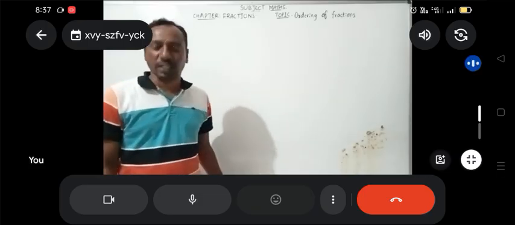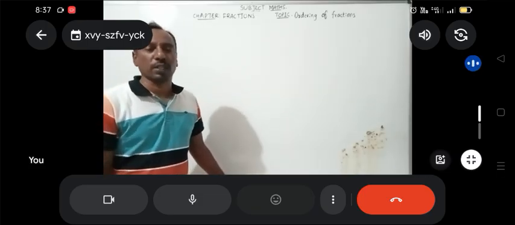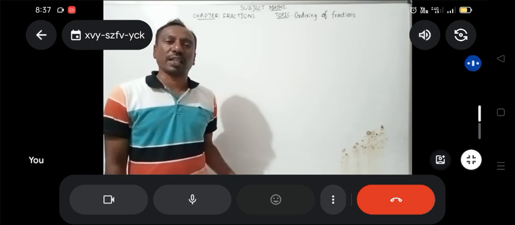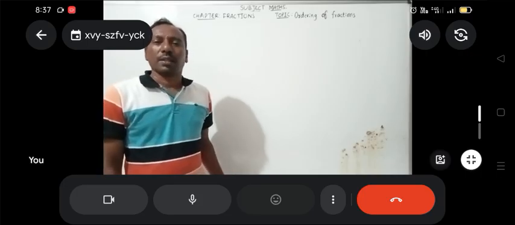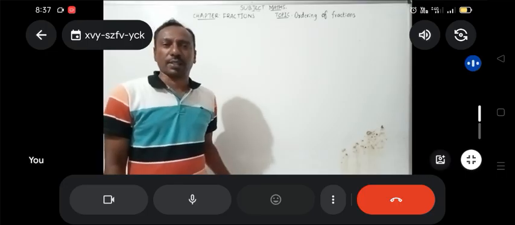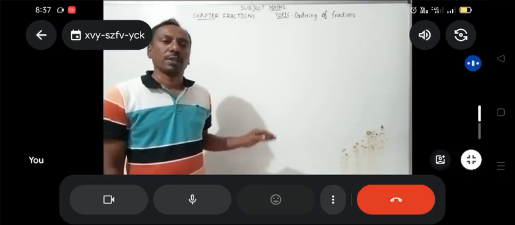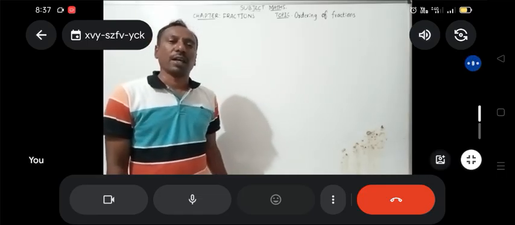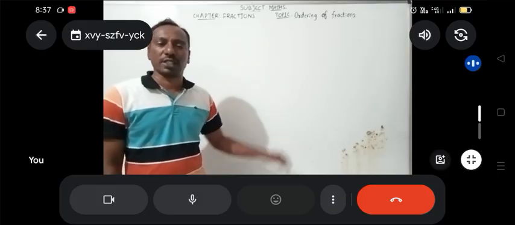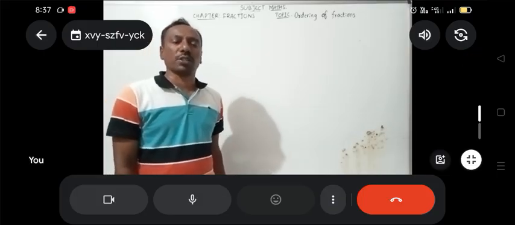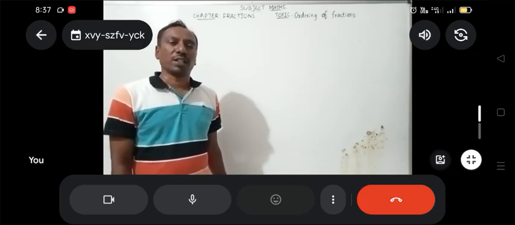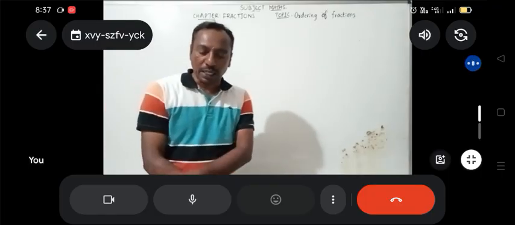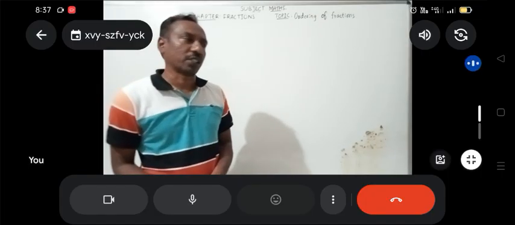When so many fractions are given, 3, 4, 5, like that, we can arrange them in two orders: starting from smallest to biggest, the ascending order, and from biggest to smallest, the descending order. In both ways, you can order the fractions. Now let us start. Let me take one example and let us order the fractions.